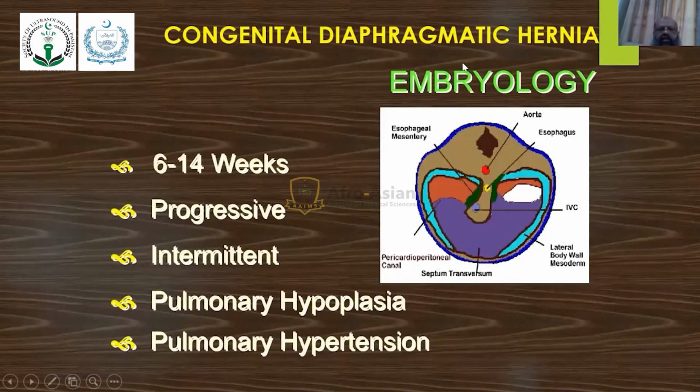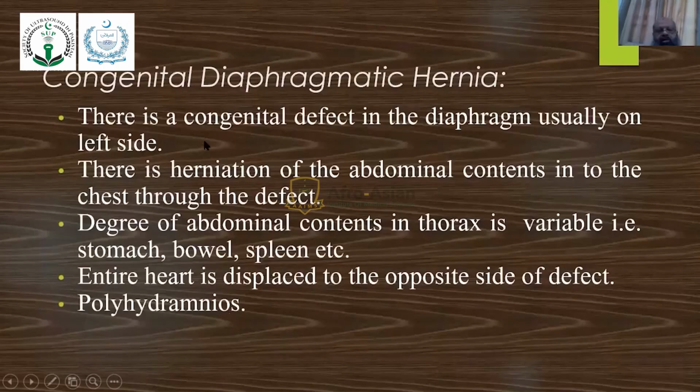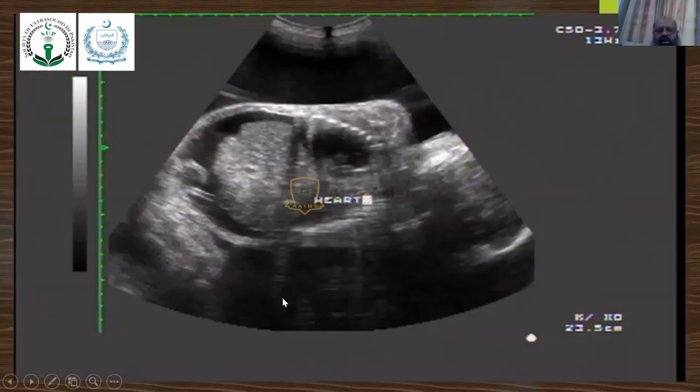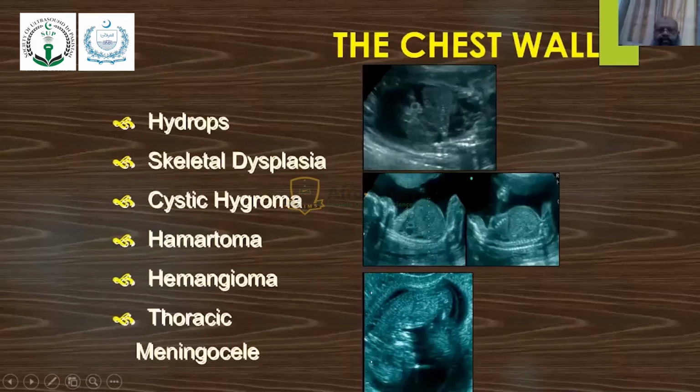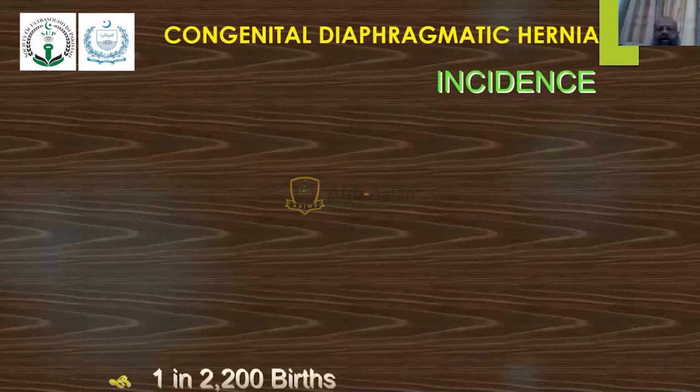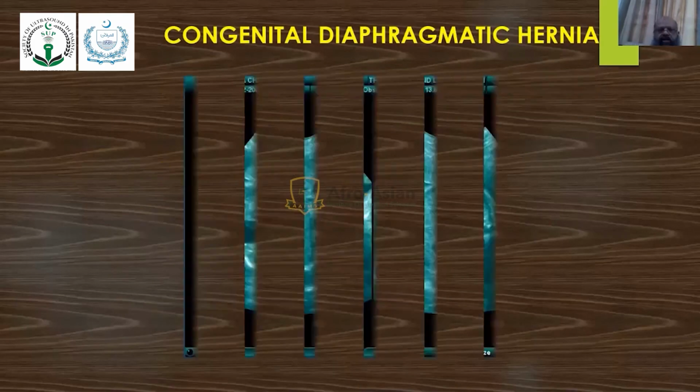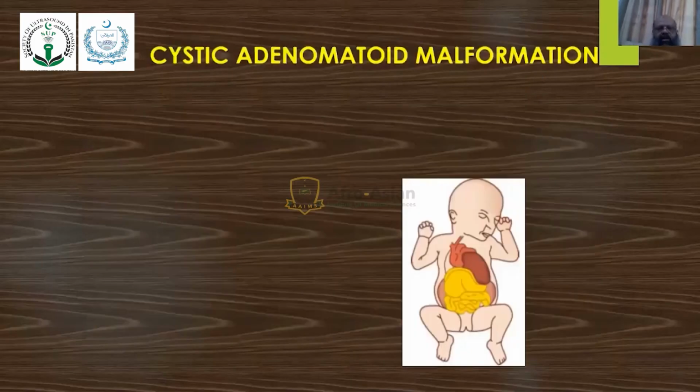We can have congenital diaphragmatic hernia, which can be diagnosed at 6 to 14 weeks. Progressive intermittent pulmonary hypoplasia is seen. We can have pulmonary hypertension. There is a congenital defect in the diaphragm, usually on the left side, and from there the stomach is herniated into the thoracic cavity. Here is the heart. Along with that, stomach is present in the thorax. I will not go into detail of that.